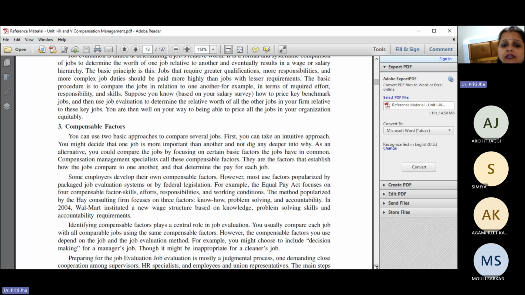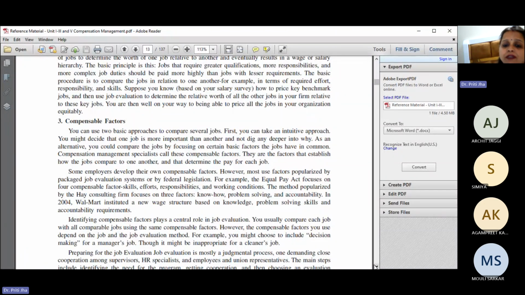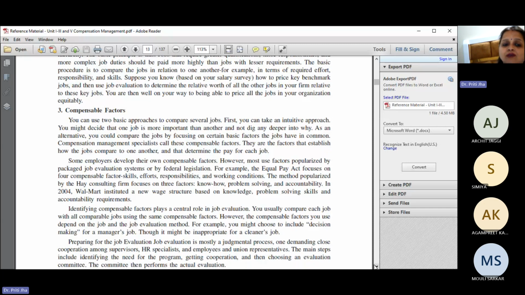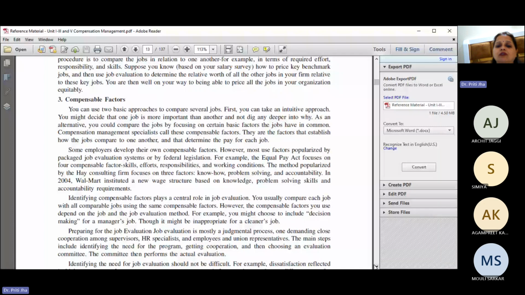Next is compensable factors. Some employers develop their own compensable factors. However, most use factors popularized by packaged job evaluation systems or by federal legislation. For example, the Equal Pay Act focuses on 4 compensable factors: skill, effort, responsibilities, and working conditions. The method popularized by the Hay Consulting firm focuses on 3 factors: know-how, problem solving, and accountability. In 2004, Walmart instituted a new wage structure based on knowledge, problem solving skills, and accountability requirements.